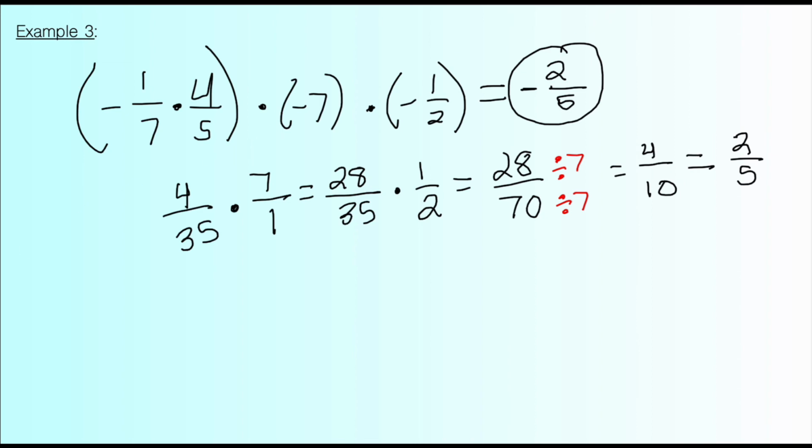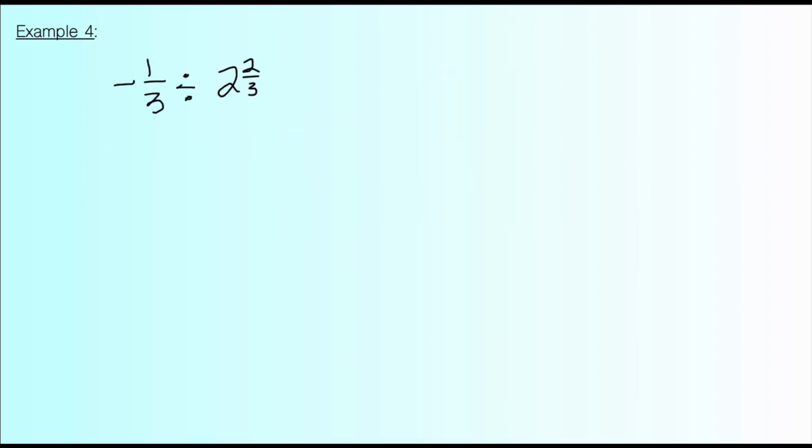All right, and the last thing we'll do is, since I didn't do a division problem, we should do that. For division, you multiply by the reciprocal. That means you change the division to multiplication and you flip the second fraction. Now, before I do that, I need to rewrite this fraction, since it's mixed, as an improper. 3 times 2 is 6, plus 2 is 8, so 2 2/3 is the same as 8/3.